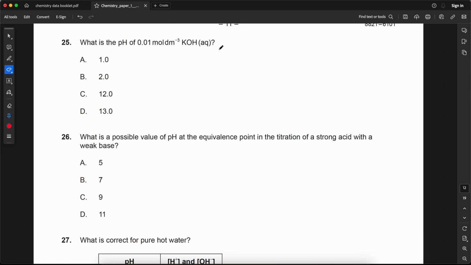What is the pH of 0.01 molar KOH? So pOH will be negative log of 10 to the power negative 2, which is 2. pH is 14 minus 2, which is 12.